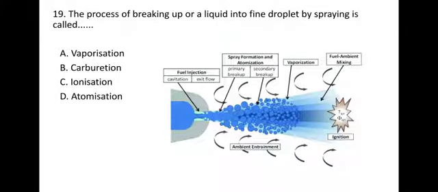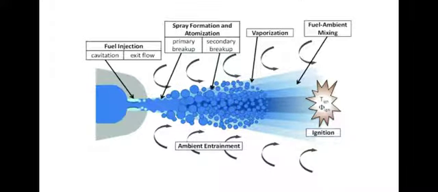Next question: the process of breaking up a liquid into fine droplets by spraying is called, and the answer is atomization. In a diesel engine, the fuel is injected over the compressed air, and the fuel breaks up into a number of fine droplets, and that process is known as atomization. You can refer to this diagram to understand the process of atomization.